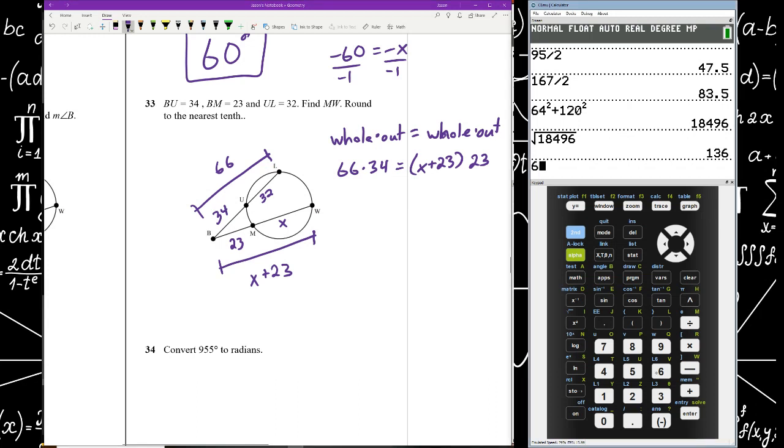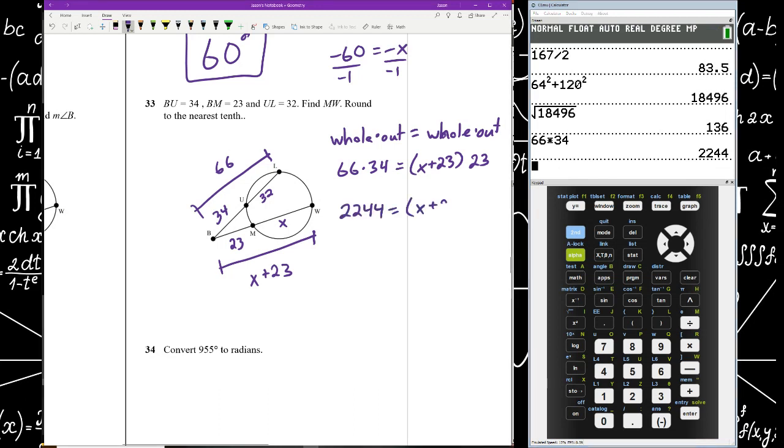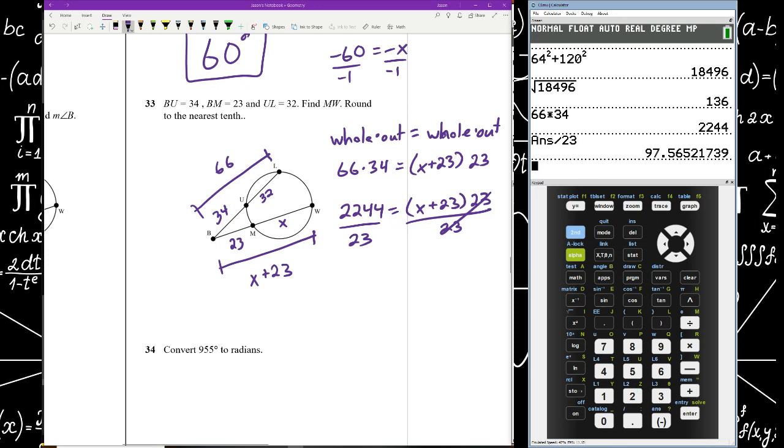66 times 34 gives you 2,244 equals X plus 23 times the outside, which is 23. Divide both sides by that 23 to get rid of it. So when I divide 2,244 by 23, I get an answer of 97.56. Since I'm rounding to the nearest tenth, I'm just going to say 97.6 equals X plus 23.